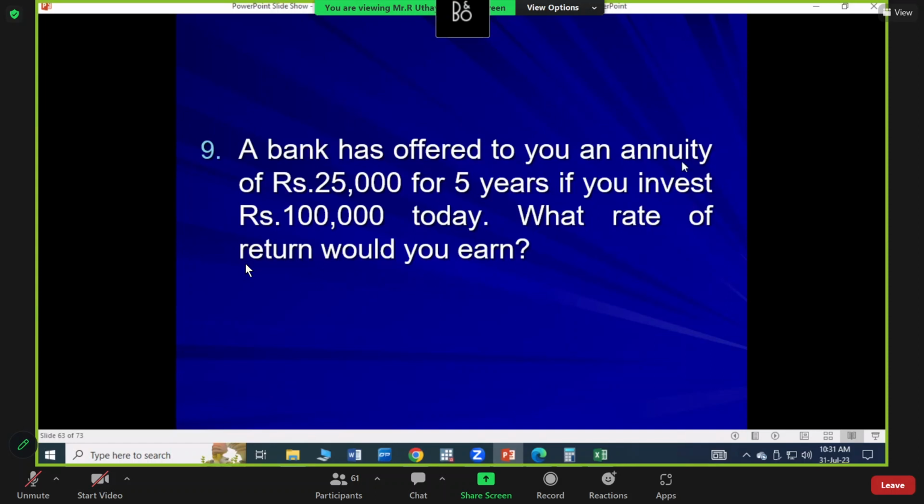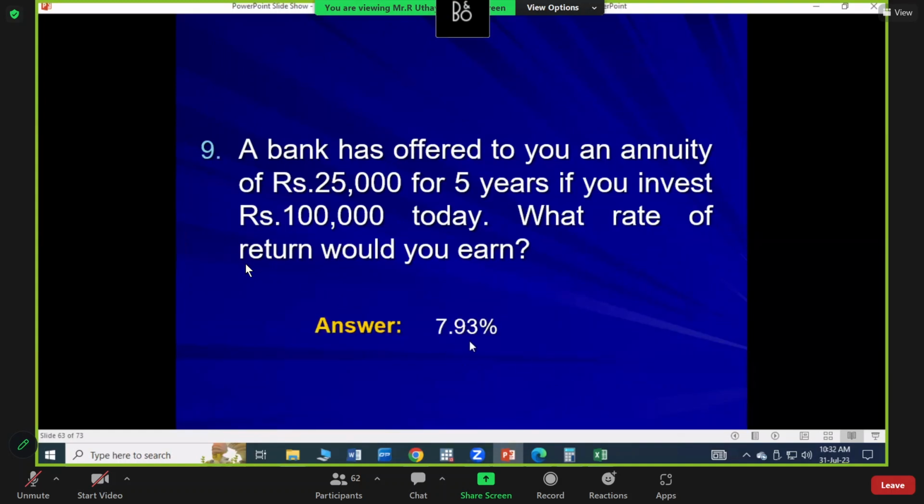So a bank has offered you an annuity of 28,000 for 5 years. So A is identified as 28,000, N is 5, and the P value is 1 lakh because it is today's value. So what do you want to find out? N, you want to find. Then what time value concept do you want to apply? Annuity is involved, so the annuity concept should be applied. You want to decide between present value of annuity or future value of annuity. This time it is present value of annuity.